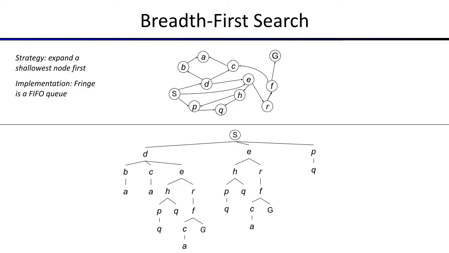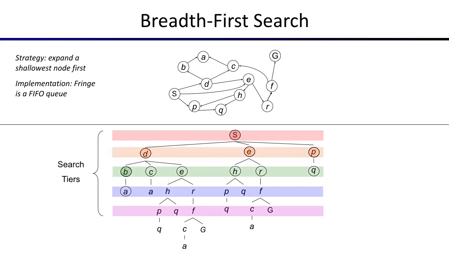So this is what that looks like in the search tree. We have S. We expand S. Break ties alphabetically, we'll get D. And now the shallowest nodes in there are E and P. And so we'll go through like that. Now we've explored all of that second level. We'll move on to the third level. And we're just going to go across in level order like this, searching the tree.